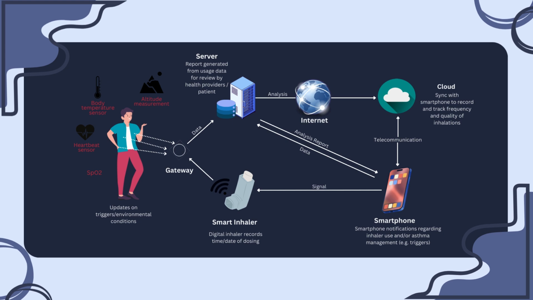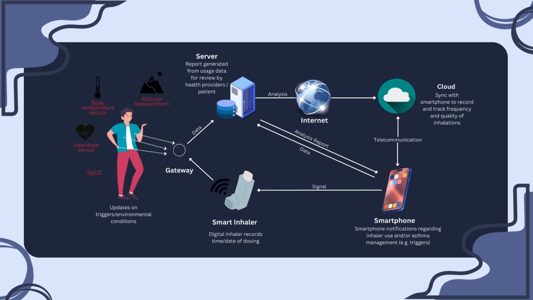In a smart inhaler, the communication phase refers to the process through which the inhaler interacts with external systems, such as mobile apps, cloud services, or healthcare platforms like Smart Asthma. This phase involves several key components. First is the data collection, where the smart inhaler records the time and date of dosing. Second is the data transmission, where the data collected is transmitted from the inhaler to a connected device via Bluetooth. Thirdly, the data is synchronized with the smartphone to record and track frequency and quality of inhalation.